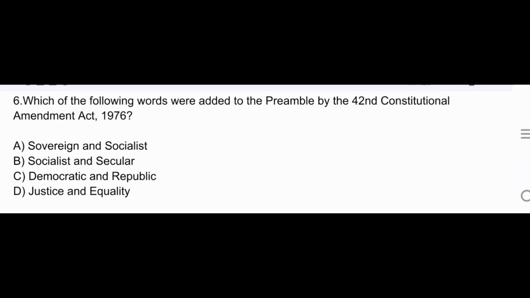Next question, which of the following words were added to the preamble by the 42nd Constitutional Amendment Act 1976? Option A, Sovereign and Socialist, option B, Socialist and Secular, option C, Democratic and Republic, option D, Justice and Equality.